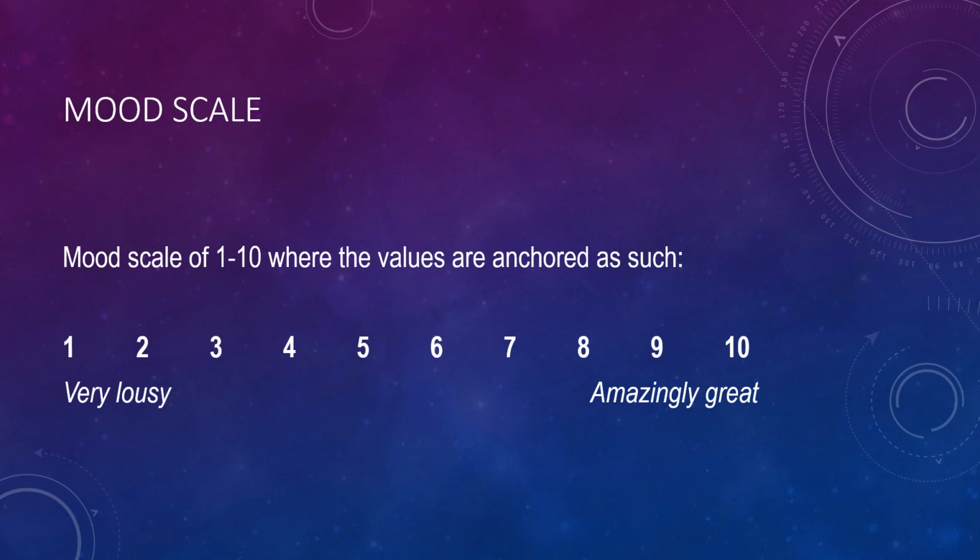and then on the right-hand side, a score between 9 and 10 means I'm feeling amazingly great, and everything else in between. A lot of times with surveys, you'll have numbers anchored to qualifying statements, so the individual answering the survey knows exactly what the numbers mean. I just ran out of space here, so I wanted to give you a bit of the lay of the land in terms of how this mood scale works.